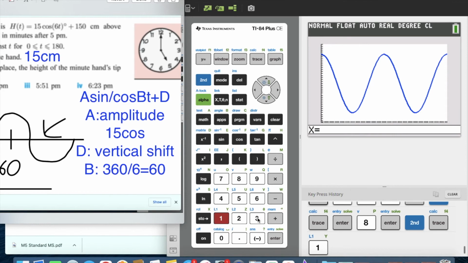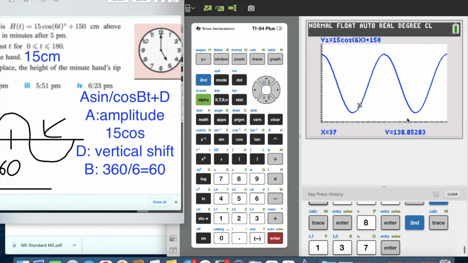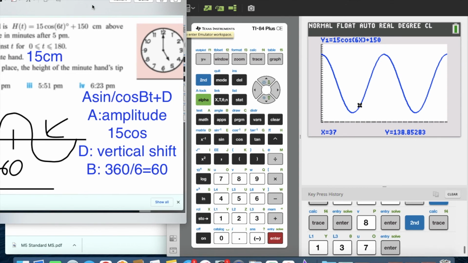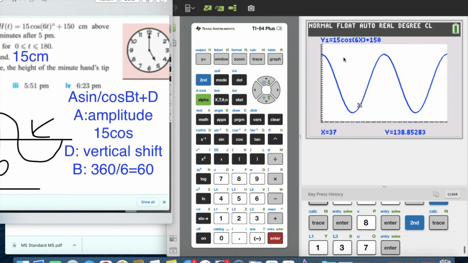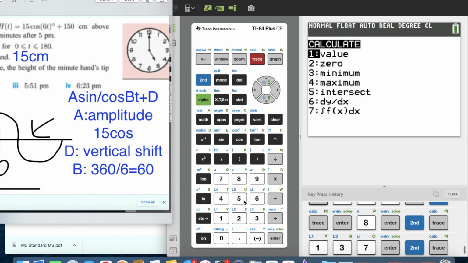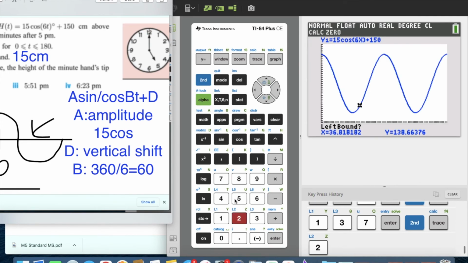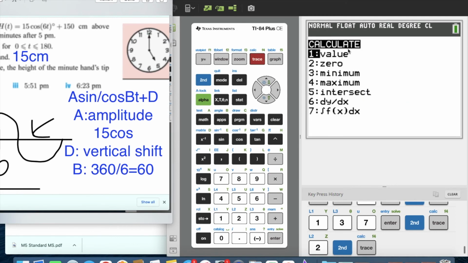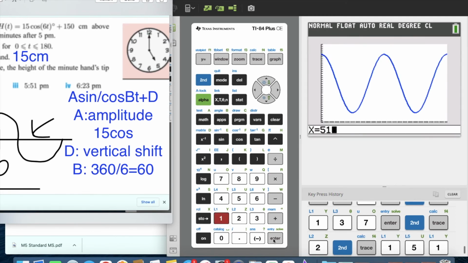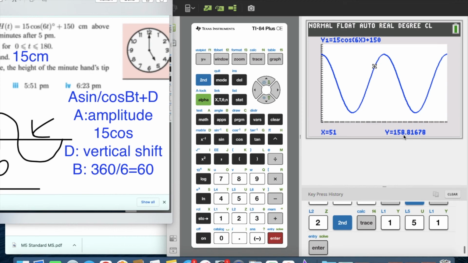So again, we're going to press second calc, value, this time 37. We can see at this point it's going to be 138.85283 centimetres, or to 3 significant figures, 139. 5:51, exactly the same process. We're going to press second calc, value 51, then we're going to press enter. It's going to be 158.8, or 159 to 3 significant figures.